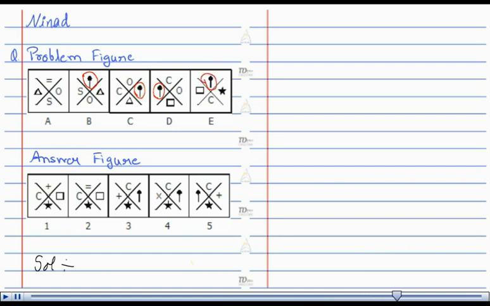And this pattern follows. Therefore, the only option which can be answered to this question will be option number 1.